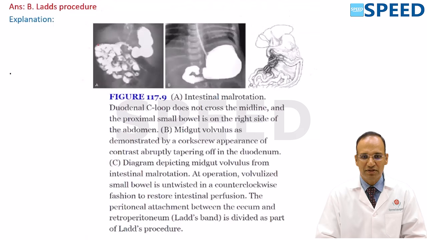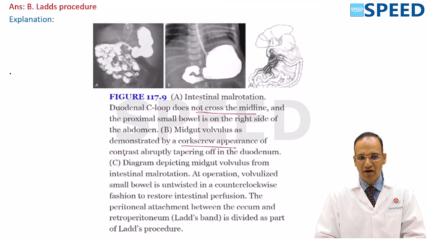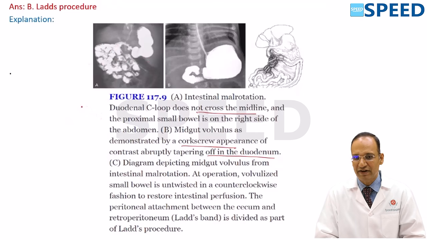So when you see intestinal malrotation, the types of intestinal malrotation, and this is about midgut volvulus. In intestinal malrotation, the C-loop of the duodenum does not cross the midline, one of the key factors. Number 2, in a midgut volvulus, you see the corkscrew appearance of the contrast, tapering of the duodenum. The tapering of the duodenum is the corkscrew kind of appearance. So the C-loop of the duodenum does not cross the midline in intestinal malrotation.